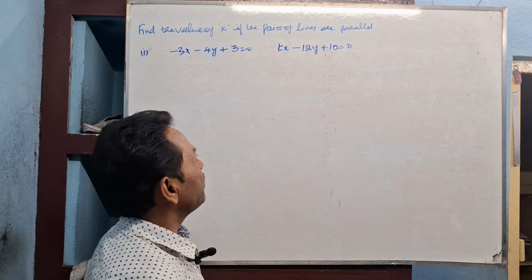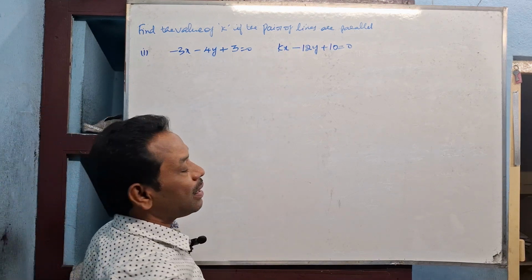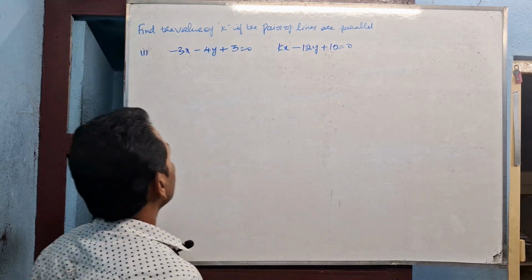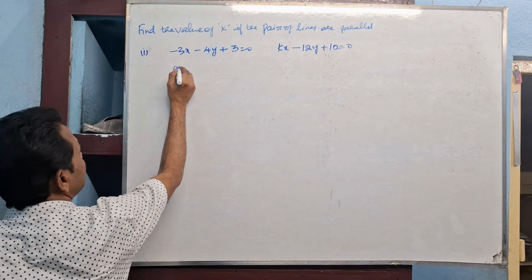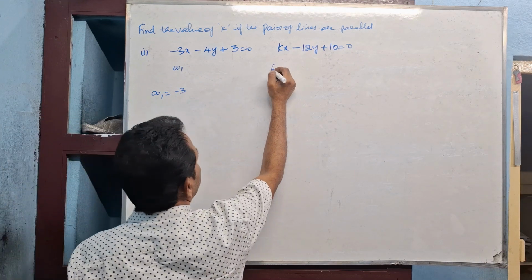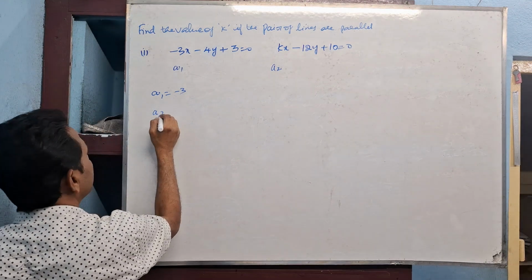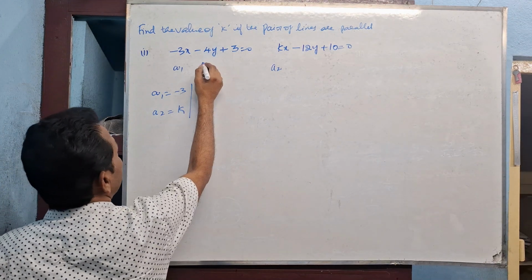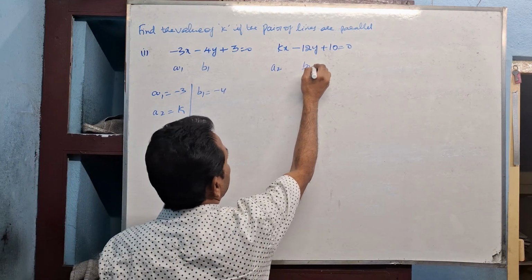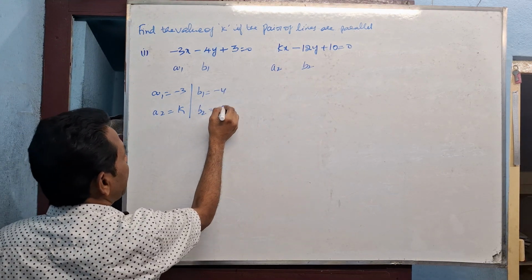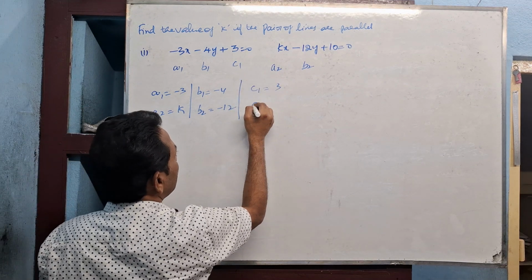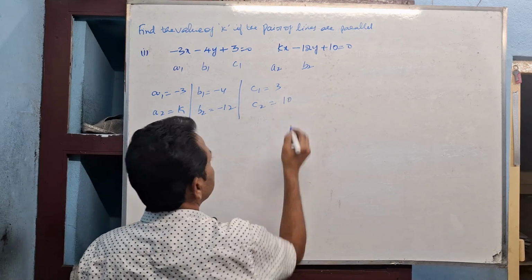In this question, given that the two lines are parallel, we need to find the value of k. Now, here the value of a1 is minus 3, the value of a2 is k, the value of b1 is minus 4, the value of b2 is minus 12, the value of c1 is 3, and the value of c2 is 10.